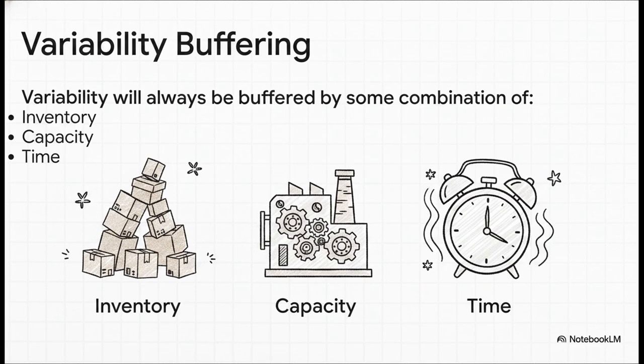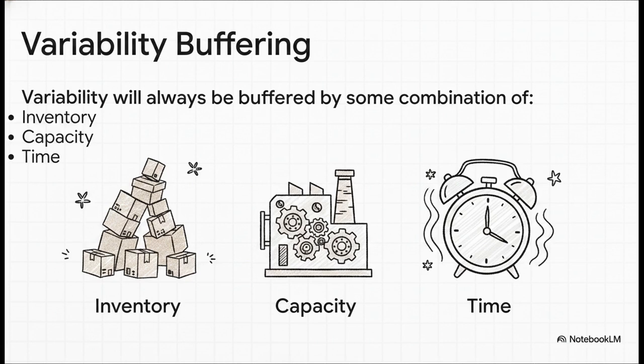This leads directly to the law of variability buffering. Variability in any production system will always be buffered by some combination of three things: inventory, capacity, or time. Pick your poison. If your machines break down, you might hold excess inventory, extra WIP, just to keep the bottleneck fed. Or maybe you throw capacity at the problem, paying for overtime or buying redundant machines.